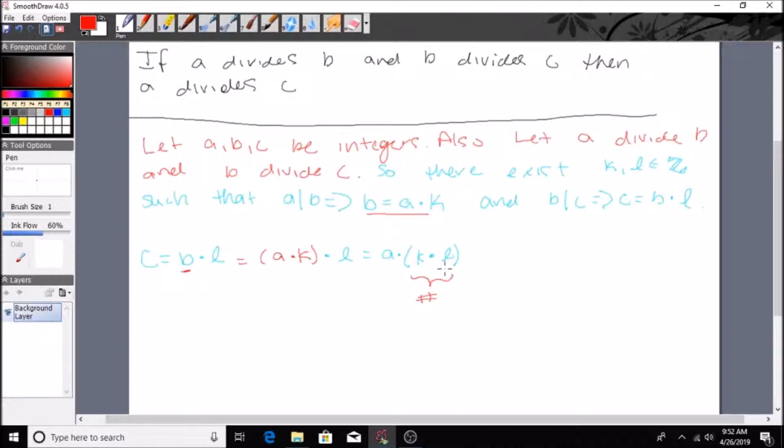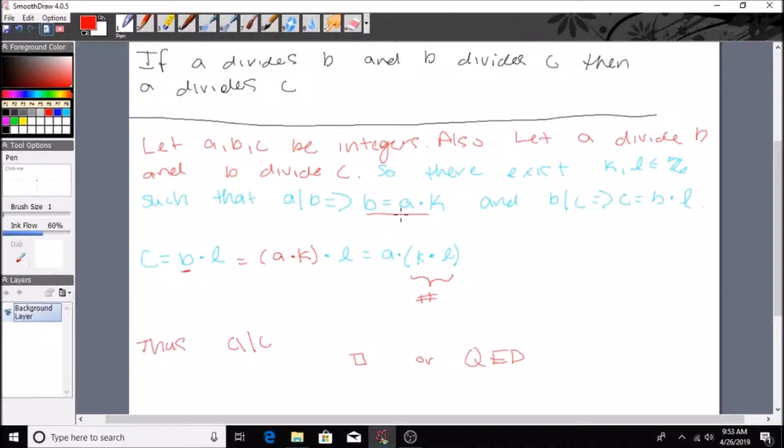So we just write our concluding statement. Thus A divides C. So we can put a little square, or if you want, you can write QED. Either one's fine. QED is Latin, but essentially it means we've shown exactly what we set out to show.